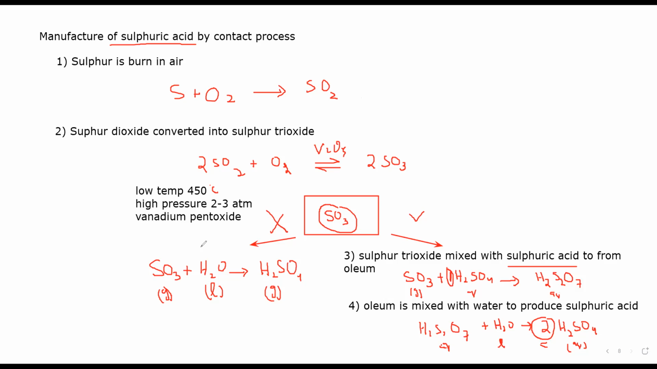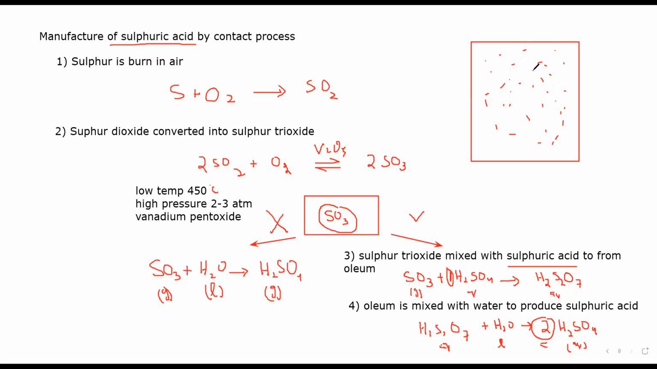We can use this method to produce sulfuric acid, but the problem is that, like in the chamber, when sulfur trioxide mixed with water, it will produce vapors of the sulfuric acid. So practically it is difficult to extract the vapors. Like it's a difficult technique to obtain the vapors from the container.